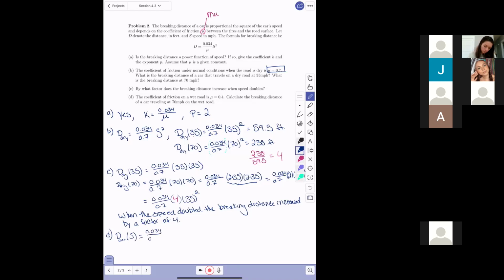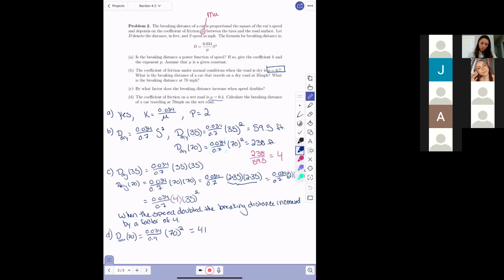0.034 divided by 0.7 times. Careful. Oh, 0.4. Yep, 0.4. Good. And then multiply that by 70 squared. Good. Our input is 70, and someone do that in your calculator, or a few people, and let me know what you get. I have 416.5. I don't know if that's right. I got that as well. Yeah, me too. It makes sense with the word problem. Concur. All right, any questions on that?